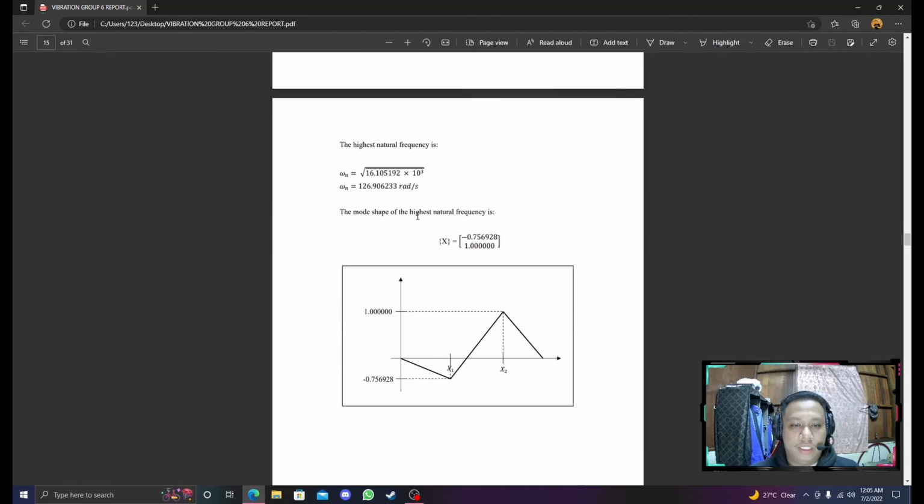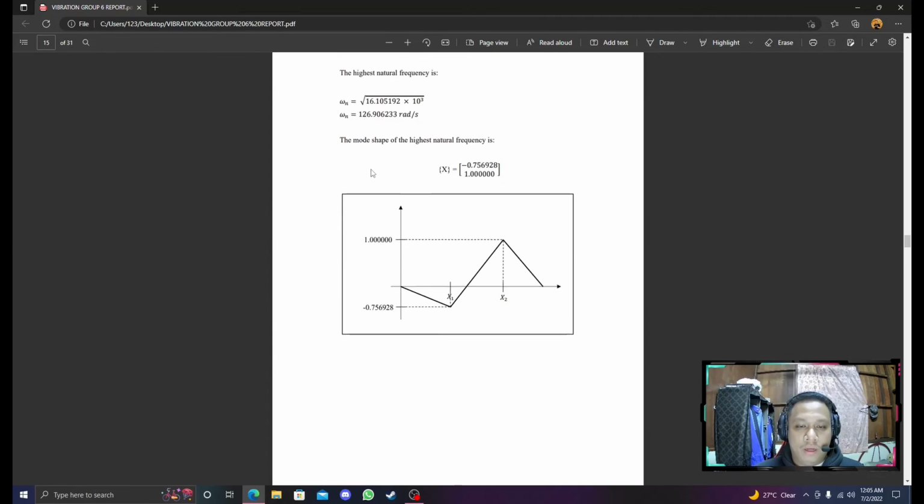The highest natural frequency is 16.105192 times 10 to the 3. You will get 126.906233 radian per second. The mode shape of the highest natural frequency is x equals negative 0.756928 and 1.000000. This is the graph.